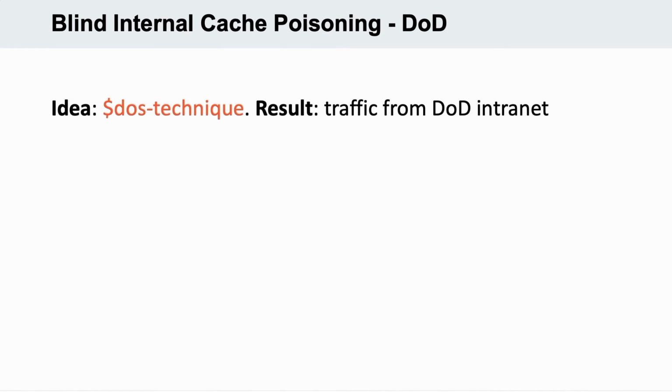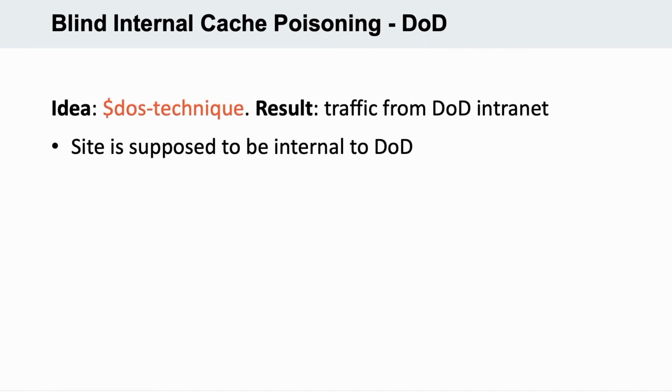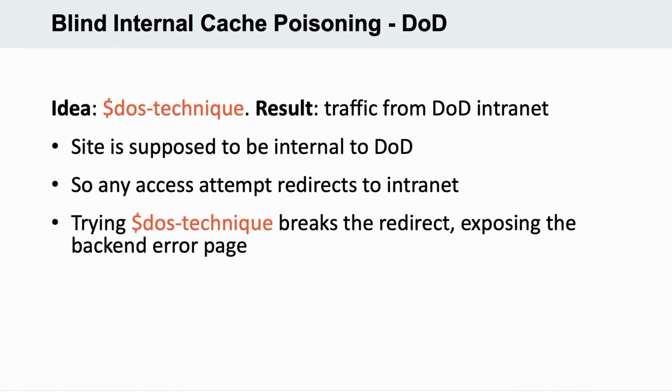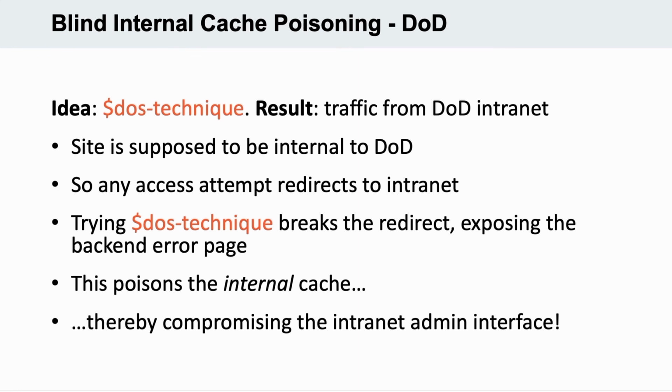At a different time, I had an idea for a denial of service detection technique, sent it to a bunch of sites, and got loads of traffic from the Department of Defense intranet. Eventually, I think I figured out what happened, which is there's this site, it's meant to be internal to the DoD. Any attempt to access it from external redirects to their intranet, which I can't access. The denial of service technique breaks the redirect. It only lets you access the error page though, but hitting the error page with a certain payload poisons their internal cache and thereby poisons all the resource loads in their intranet administration interface.